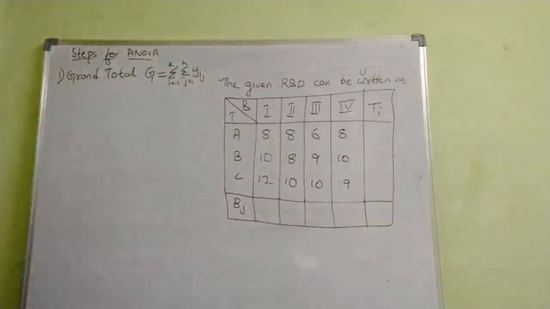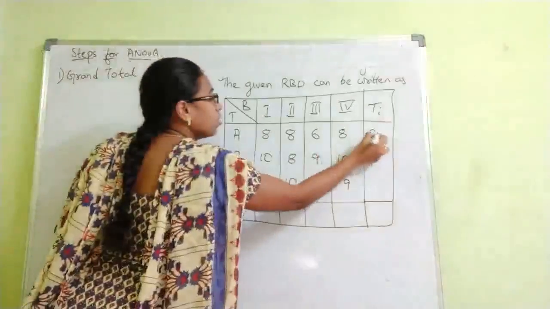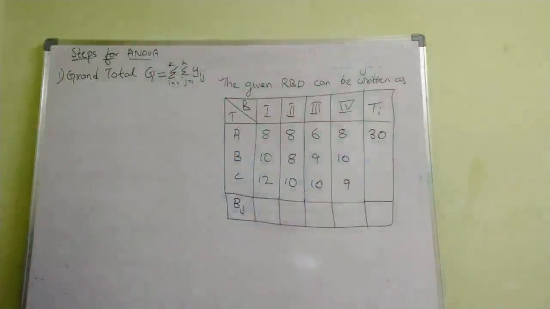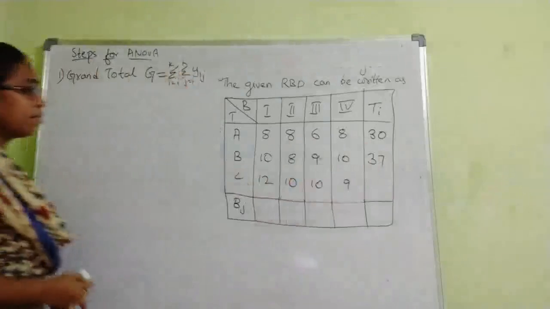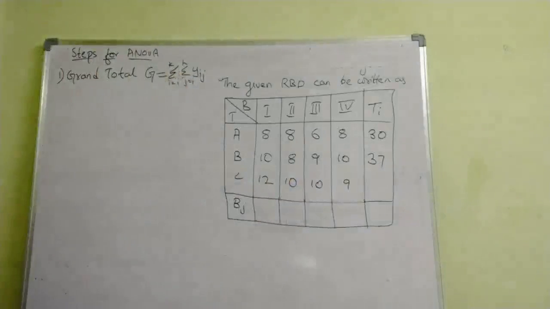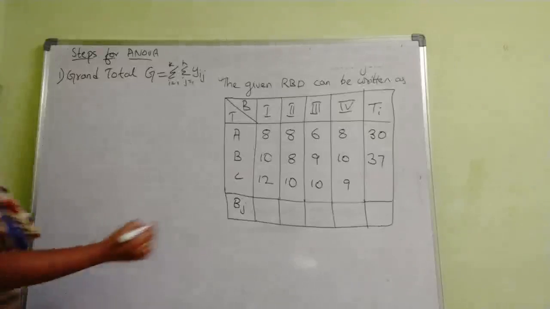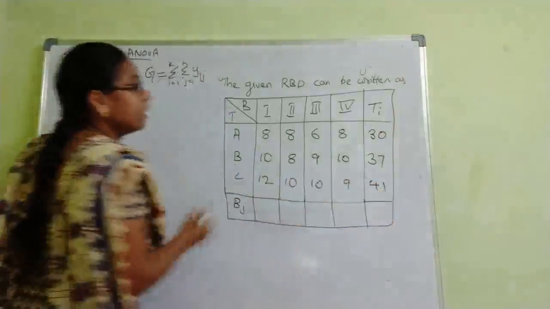So add all the first treatment values, that is treatment A values, 8 plus 8 plus 6 plus 8, it is 30. Similarly, second treatment B values, 10 plus 10, 20, 28 plus 9 is 37. Next, similarly, treatment C values, 10 plus 10, 20, 32 and 41. So these are the treatment totals.